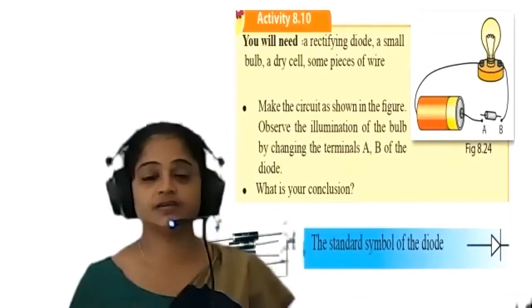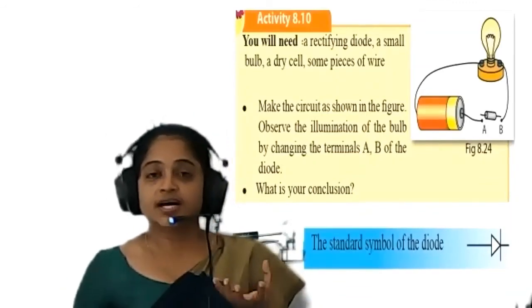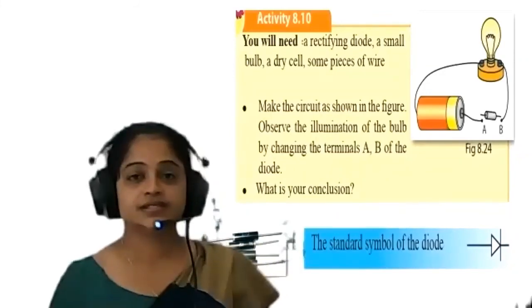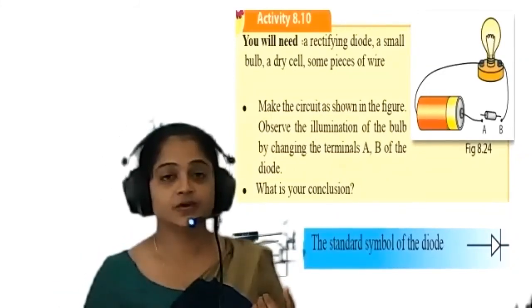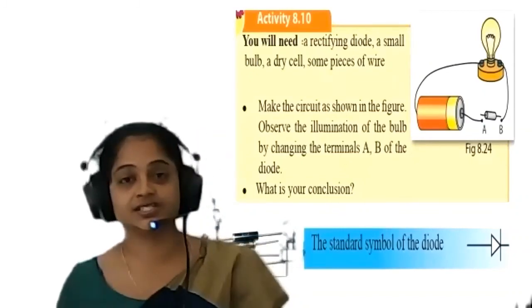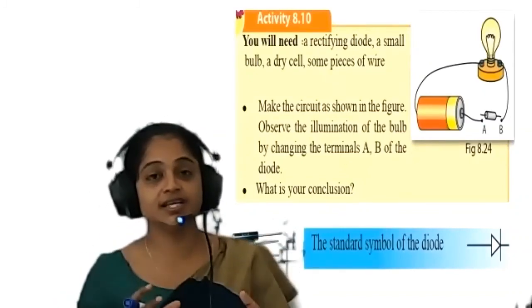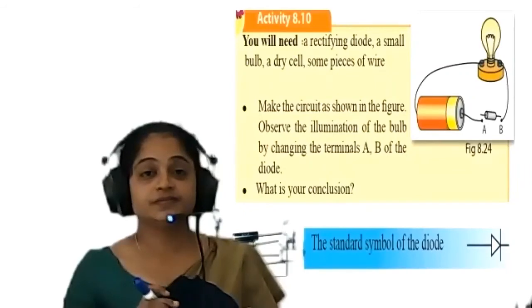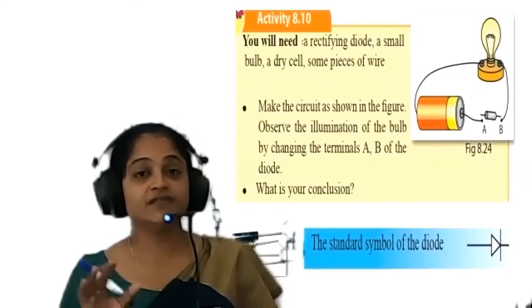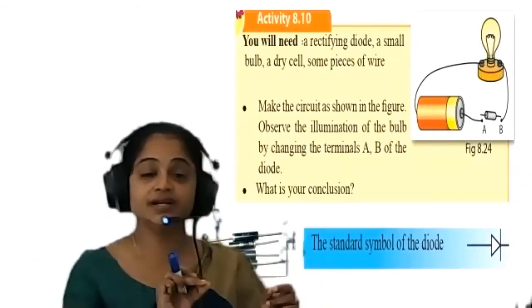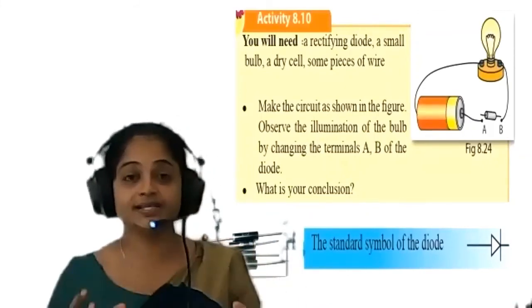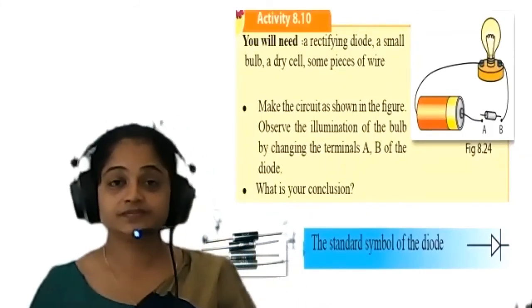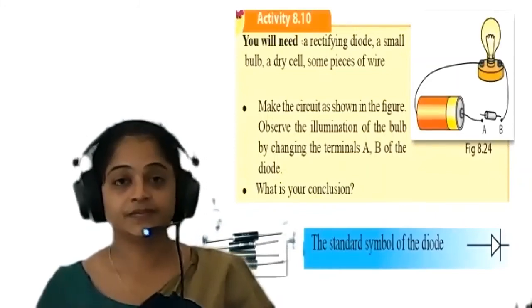Now, can you tell me what is the objective of using a diode in a circuit? I told you the diode can flow electricity in one direction. When we are preparing a circuit, if you want to conduct electricity in only one direction, we can use a diode for that circuit. That is the objective. When you are preparing circuits, you can use this knowledge.